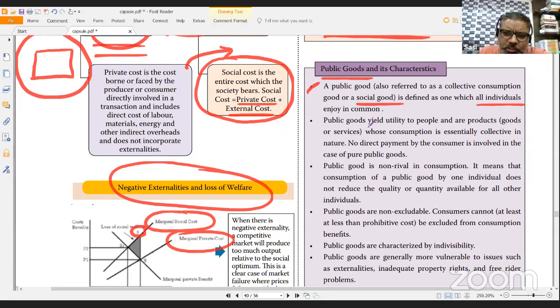Anybody can just enjoy it. Somebody cannot say the street light should illuminate me only. Other people cannot see the illumination of the street light. Not possible. A small road, let us say, is a public good. A public park, an open park, is a public good.